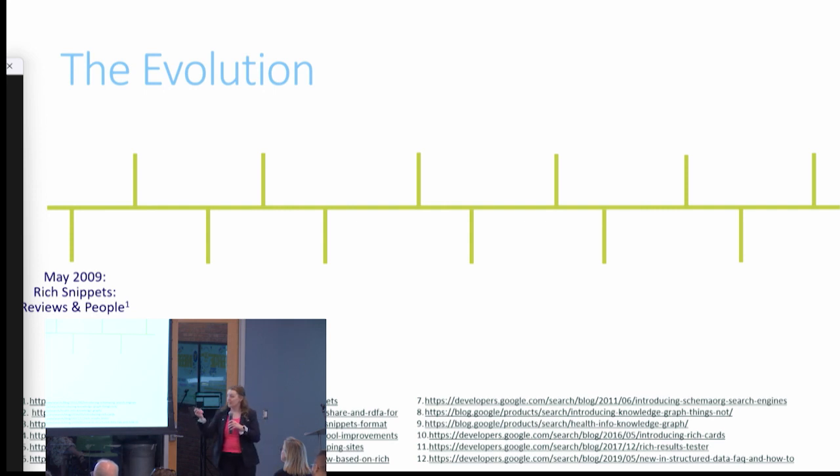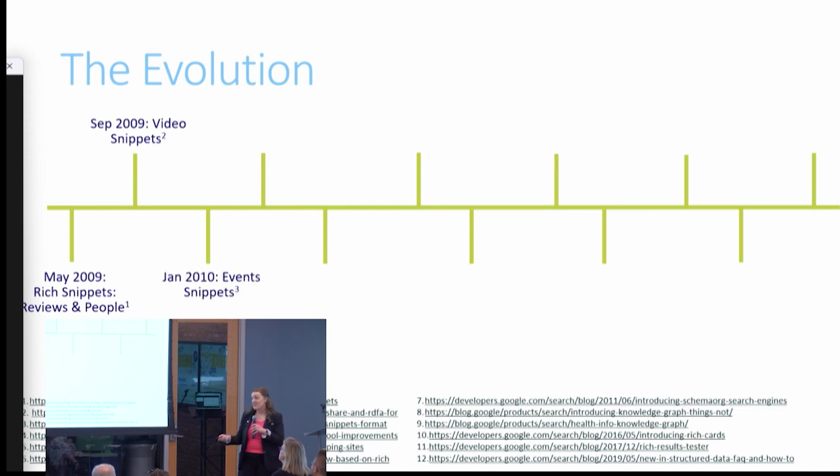In 2009, in May, you'll see a pattern here with May, rich snippets was first announced, and that's when they started adding reviews and people. So reviews, you can see in the search results, they have the little star ratings. That's your reviews. That was the very first thing that they did for rich snippets. Then they introduced video snippets, and then they introduced event snippets.